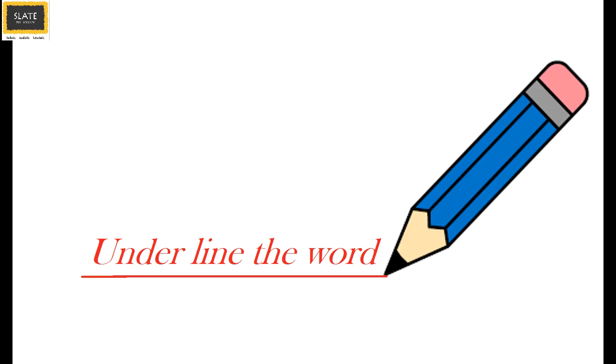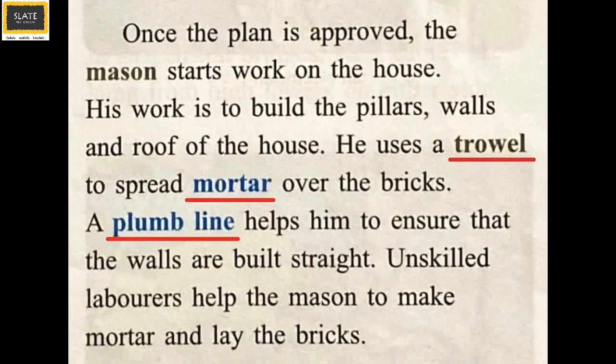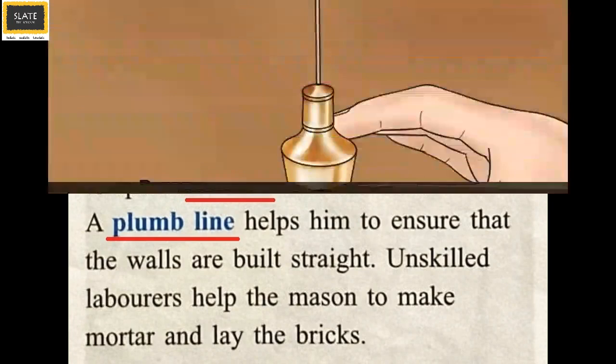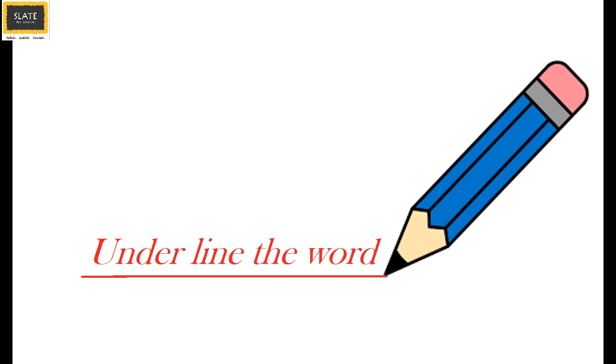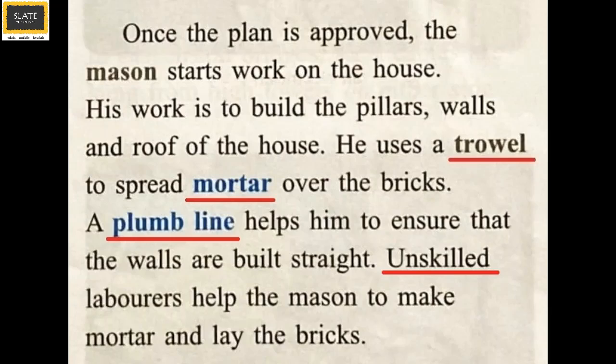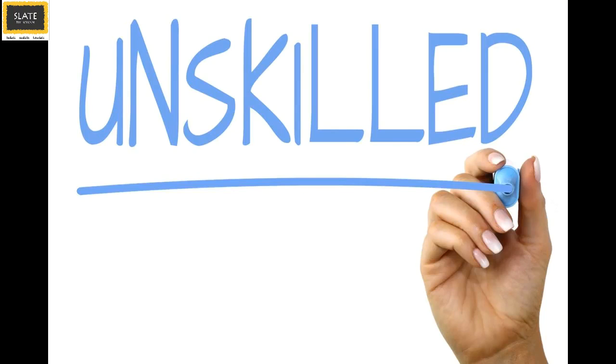Underline the word plumb line. P-L-U-M-B, plumb, L-I-N-E, line. It means a thick string with a weight attached to one end. Underline the word unskilled. U-N-S-K-I-L-L-E-D, unskilled. It means a person who is not having special skill or training.